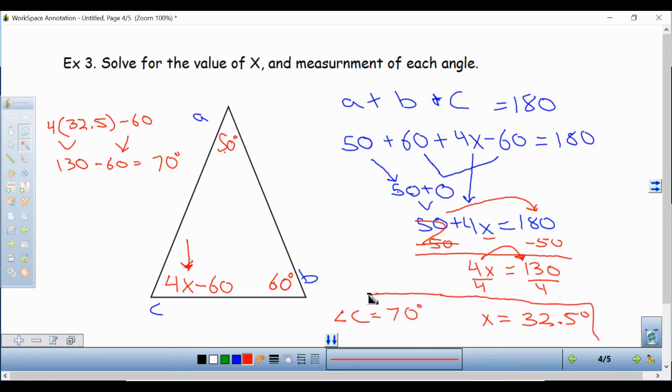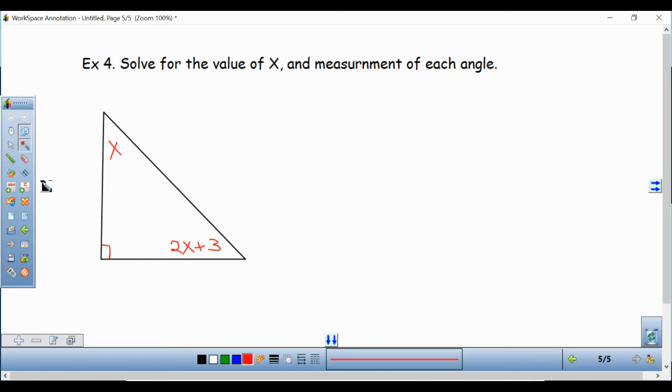Once again, be careful with what the question is asking you, if it's asking for the angle or if it's asking for just the measurement of x. We have one more. All right, triangle, we'll call this one angle A. You can pause if you want to try and solve it on your own. But we have angle A, angle B, and angle C. So A plus B plus C is going to give us our total of 180 degrees.